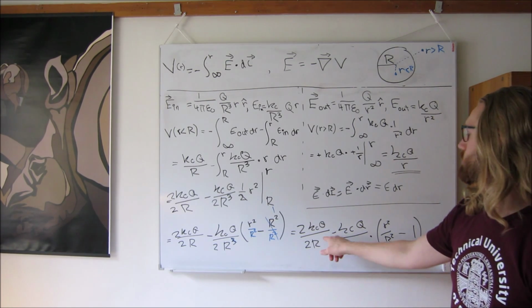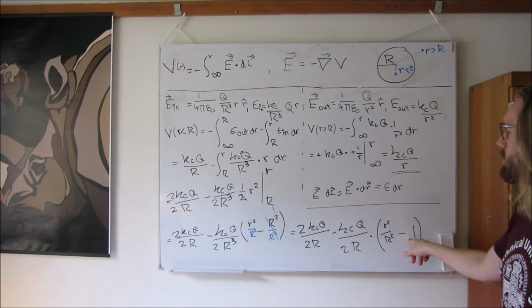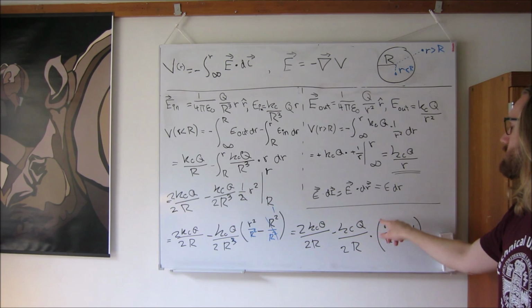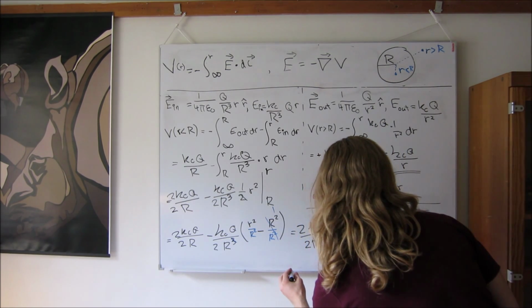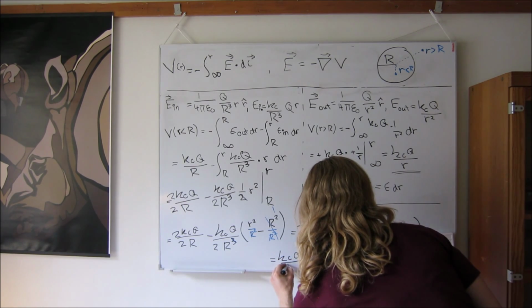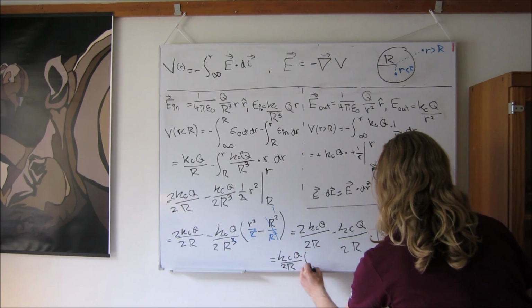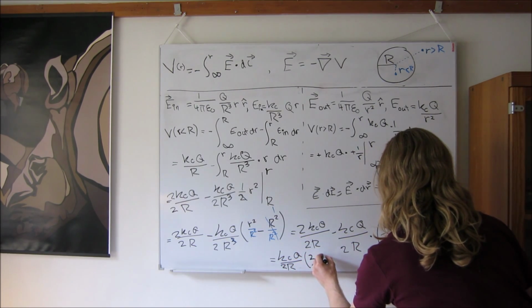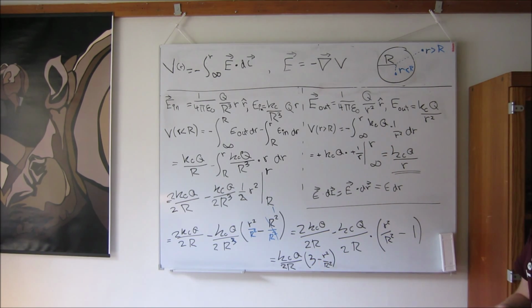And now we can see that we have 2 of these, and if we distribute this, then we get another, and then we get the constants times some relationship between the distance and the radius. So if we have enough room, this whole business simplifies to Coulomb's constant, the charge over 2R times 3, minus the distance squared over the radius squared.